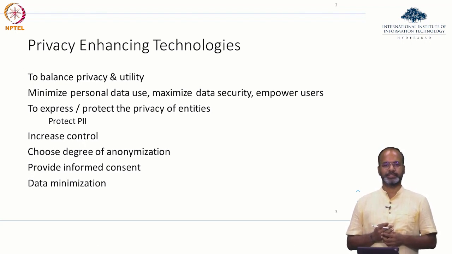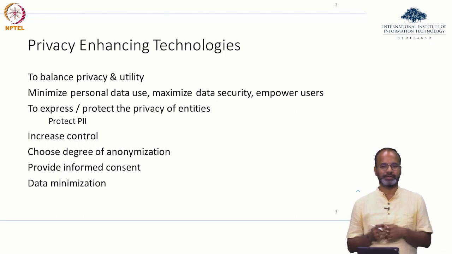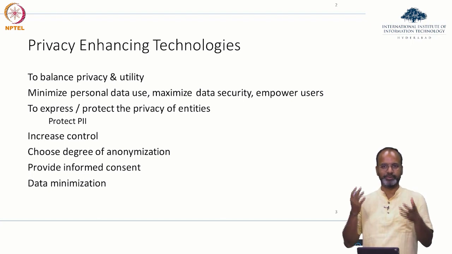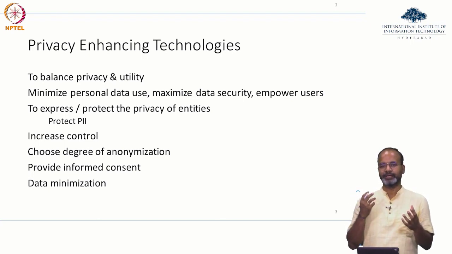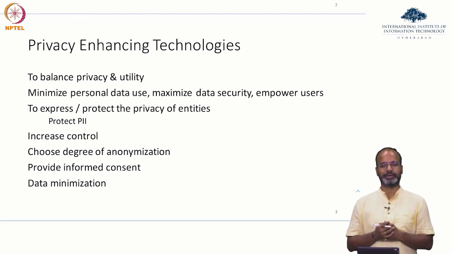Privacy enhancing technologies, by the name by itself, you can understand that these are technologies that will enable balance between privacy and utility, right? So we've been talking about privacy until now. What is privacy? All that. Utility is the functions that are available. For example, if you have a Swiggy, the functionality or the utility that it is providing you is to go order food, right? So that's the utility.